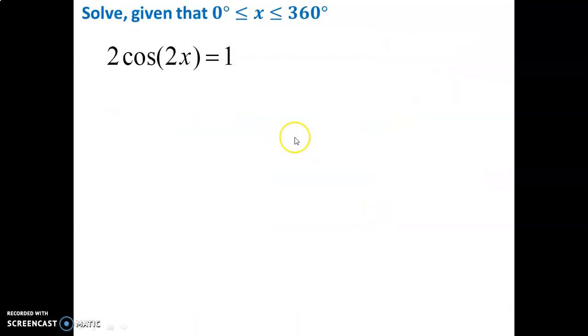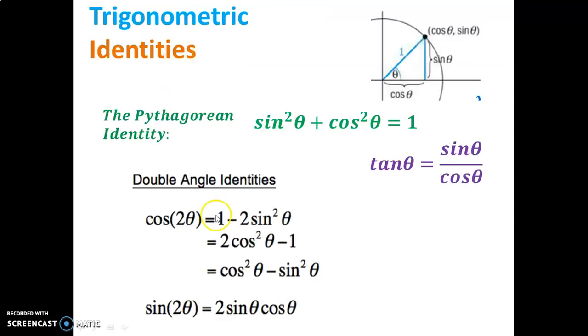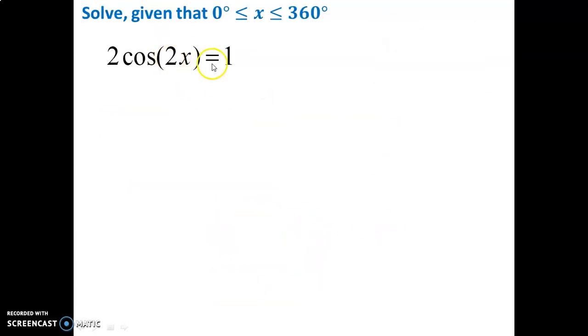And here's the problem we left off on. We had 2 cosine 2x. Right away we see a double angle here, so we're thinking maybe we'll use one of these cosine ones. Okay, so let's try. And this equals 1. We're looking for angles between 0 and 360.